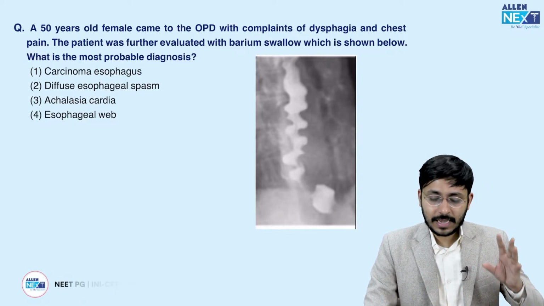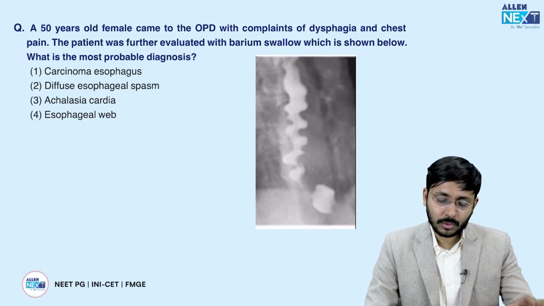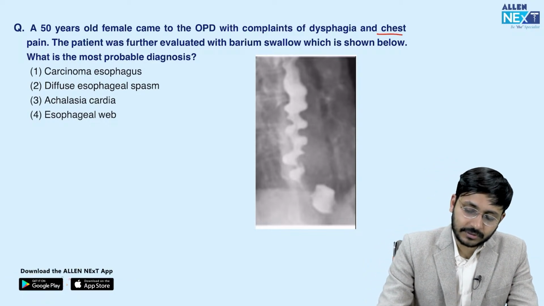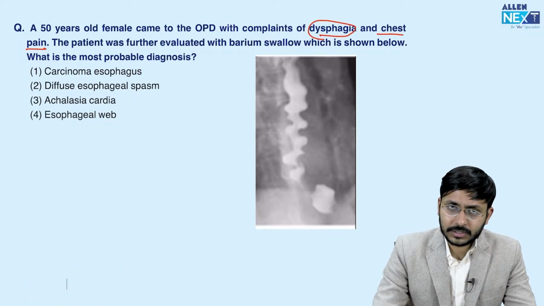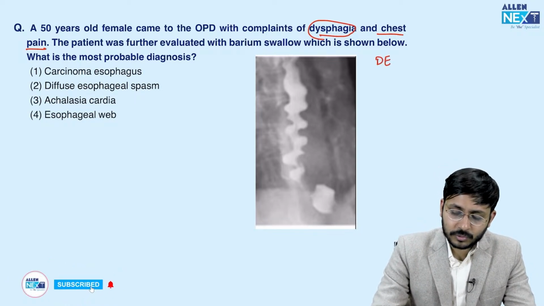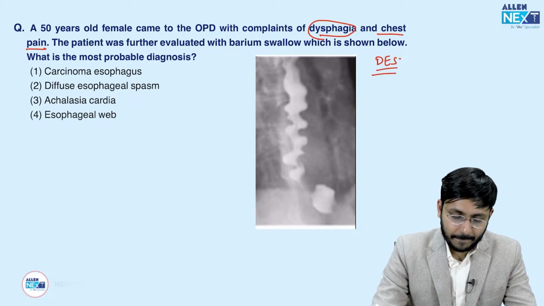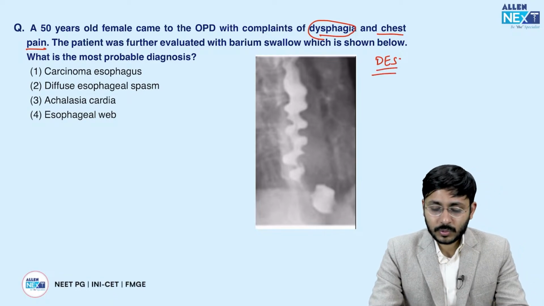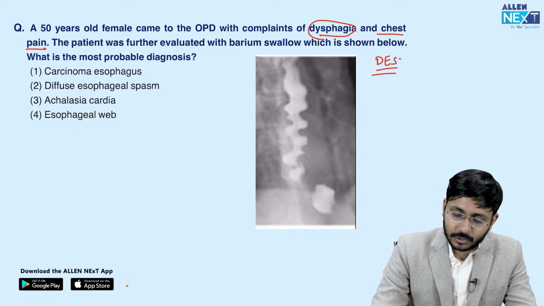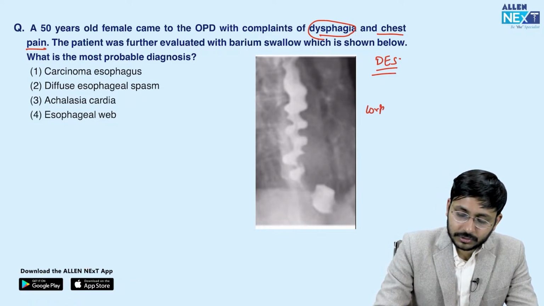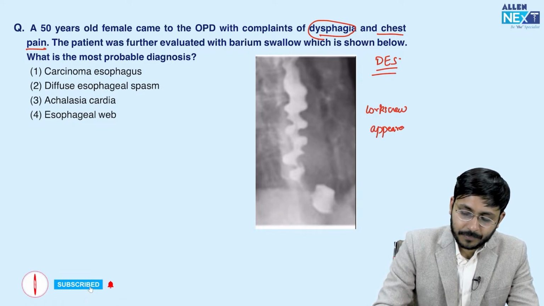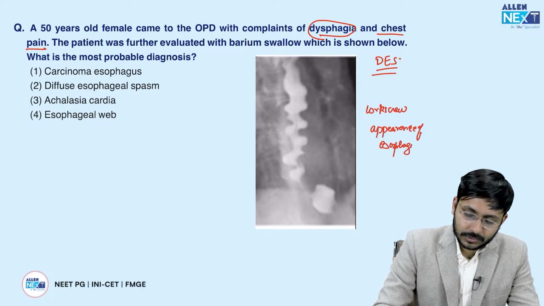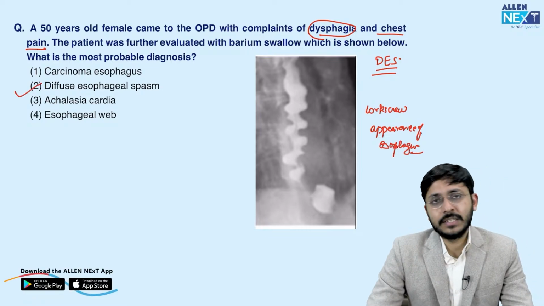So a 50-year-old female comes to the OPD with complaints of dysphagia and chest pain. So dysphagia with chest pain, this is a typical patient profile of a diffuse esophageal spasm. Okay, the patient was evaluated with a barium swallow, and what do we see on the barium swallow? We see a corkscrew appearance of the esophagus. So the diagnosis here is diffuse esophageal spasm.